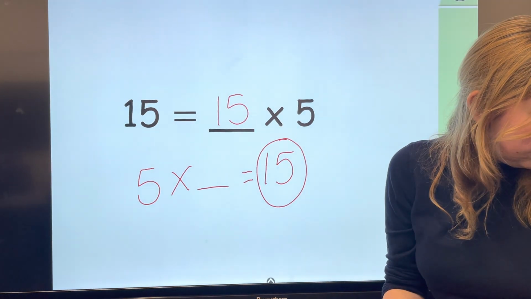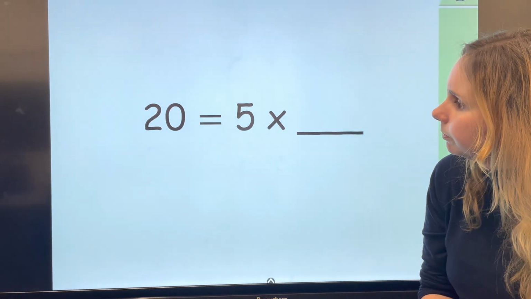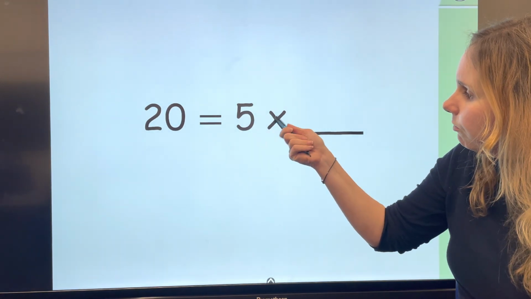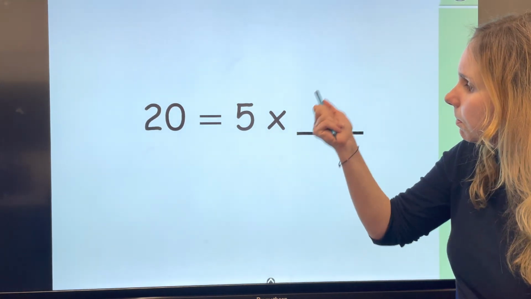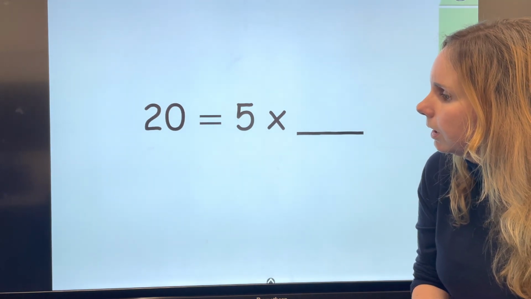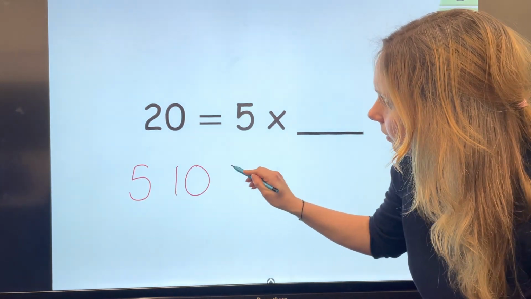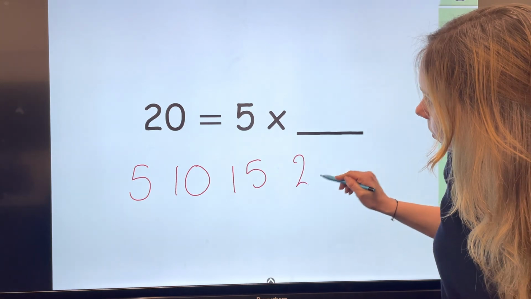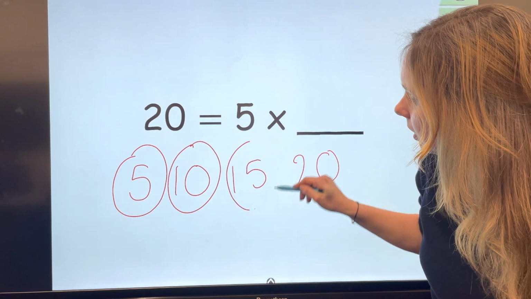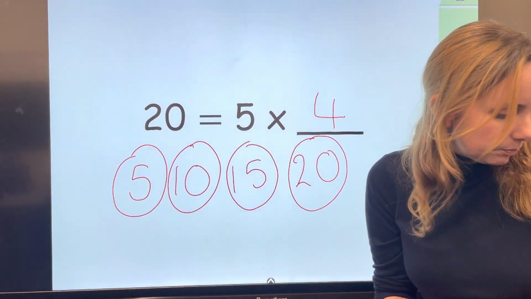Let's have a look. See if you can do this one. Have a go. The answer's 20. Got 5 multiplied by something. Got a missing number. What could it be? I'm counting 5s. 5, 10, 15, 20. How many times did I count in 5s? 1, 2, 3, 4 times.